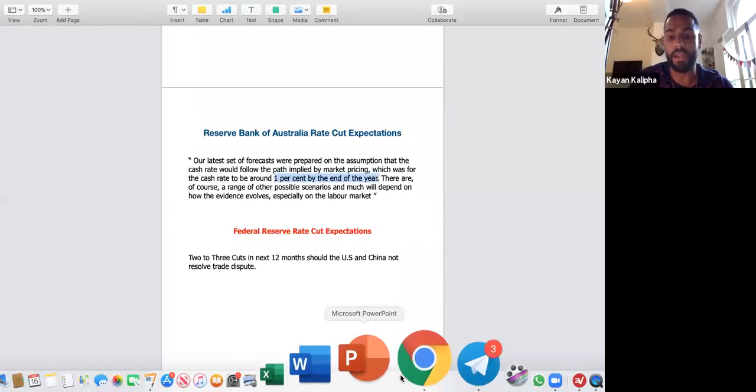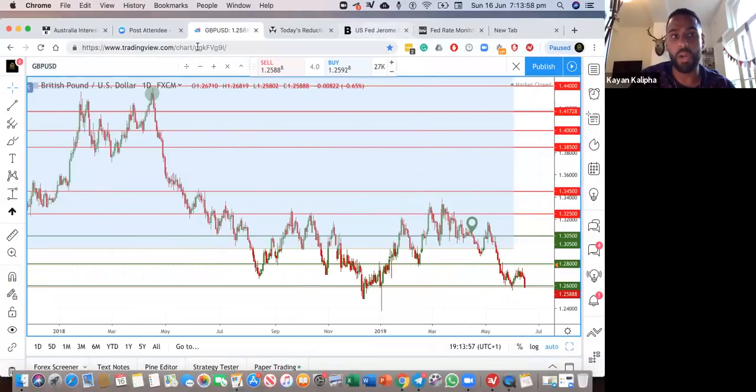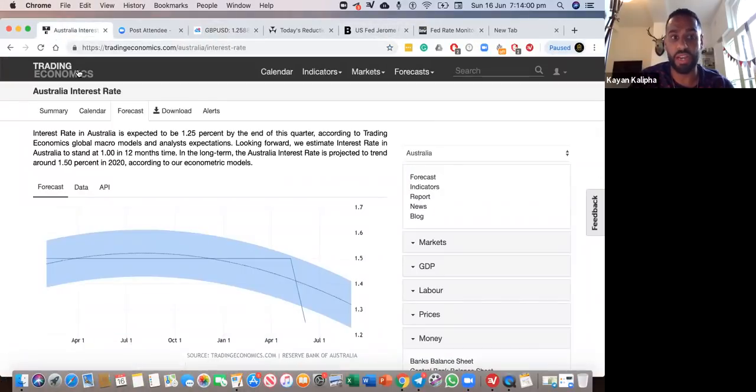So if you go back over here and we look at what the interest rate is in Australia, at the moment it's 1.25% interest, but they're saying they're going to cut it down to 1%, but some investment banks have them cutting it down to nearly 0.75%. So an extra maybe 2 or 3 rate cuts are expected potentially over the next year, by this time next year.